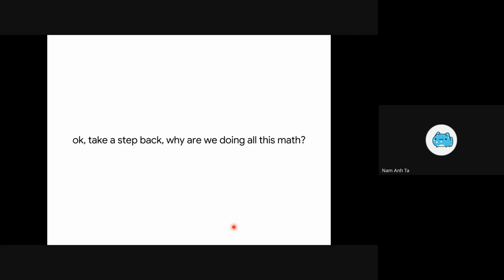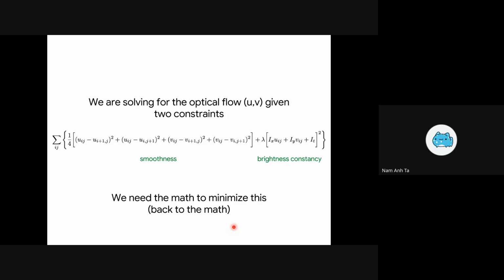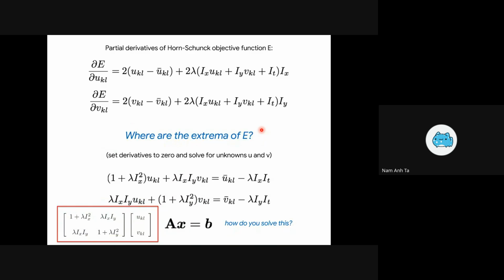So why do we actually need this entire mathematical derivation? One thing to mention is that the ultimate goal is to find the optical flow vectors, U and V. We are solving for the optical flow U and V by minimizing the total energy. So we identify the specific values that best satisfy both our data and the smoothness constraint. Returning to our previous result, we can rewrite the entire system in a more compact matrix notation, which makes the relationship between the gradients and the flow vectors much clearer.